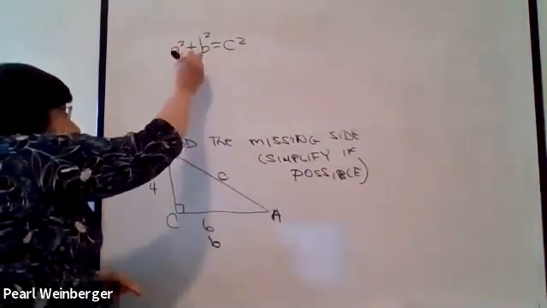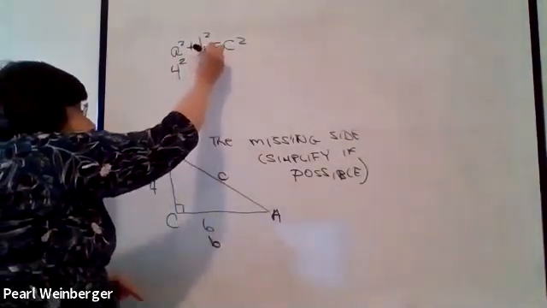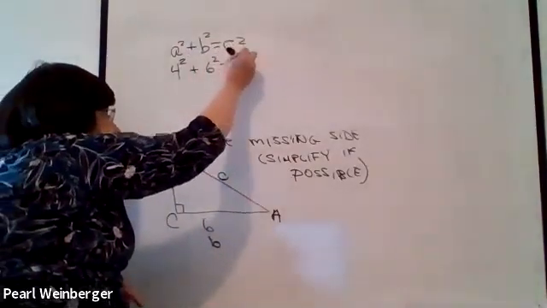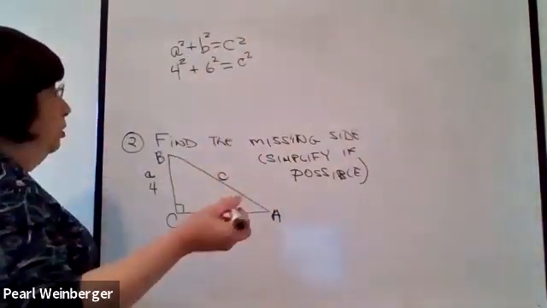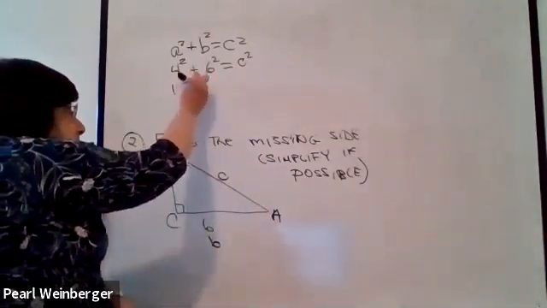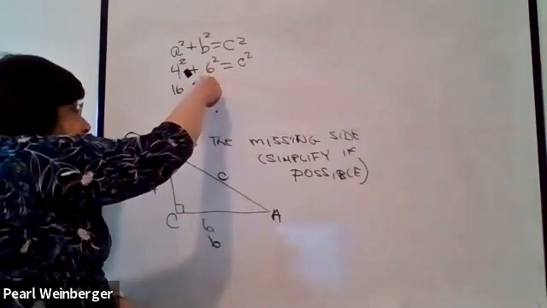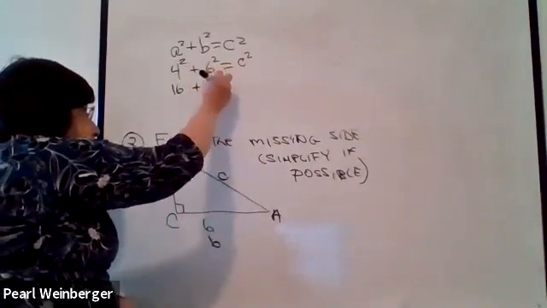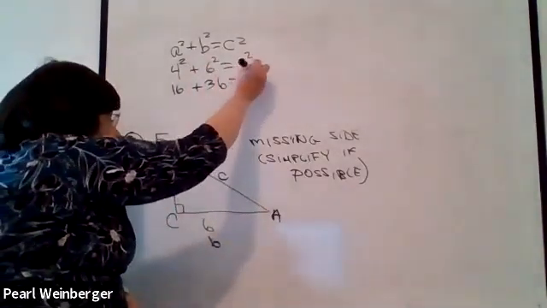squared plus 6 squared equals c squared. Now remember, c is the one that I don't know. So 4 squared is 4 times 4, which is 16, and 6 squared is 36, equals c squared.